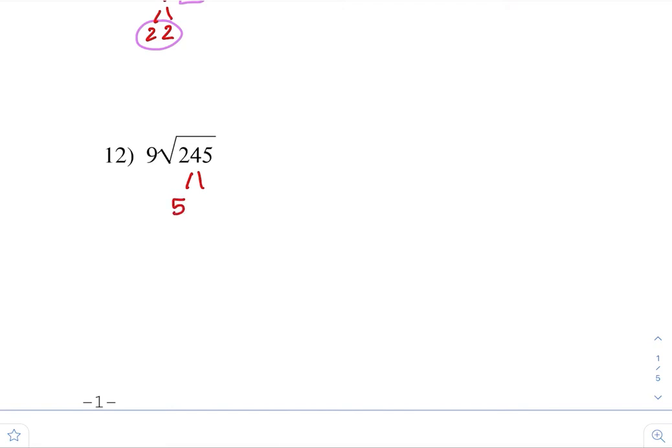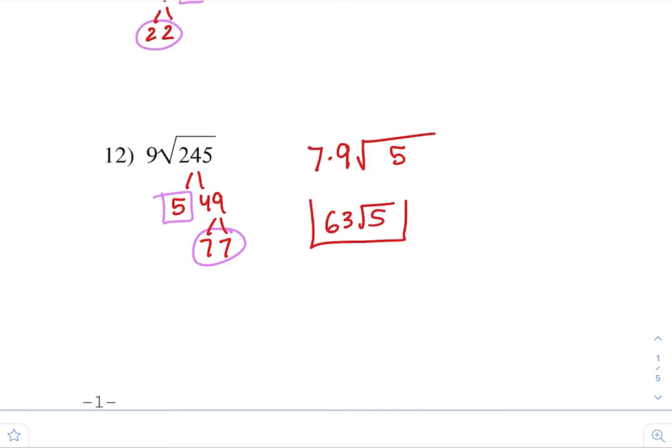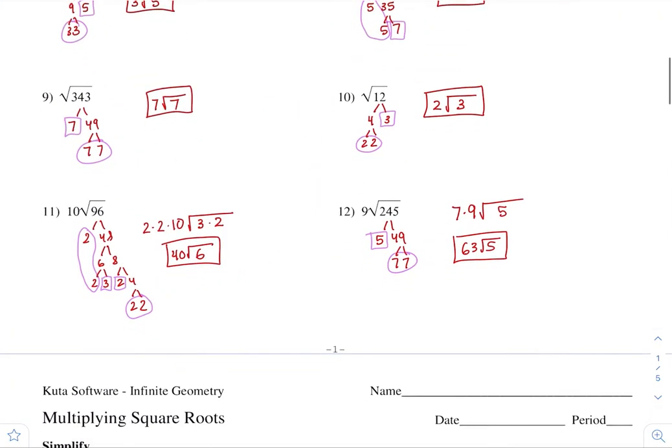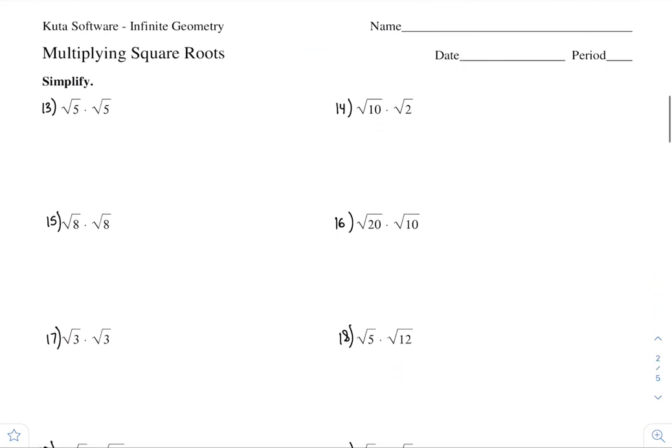Number 12. 5 factors of 245. 5 and 49. Factors of 49, 7 and 7. Found a pair of 7s, leftover of 5. So don't forget your 9. Leftover of 5, and the 7, we found a pair. 7 times 9, 63 square root of 5. So there is that first half. Now here's your second half.